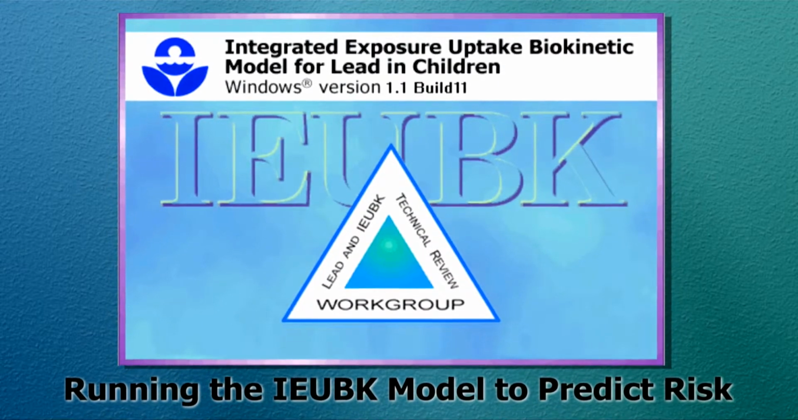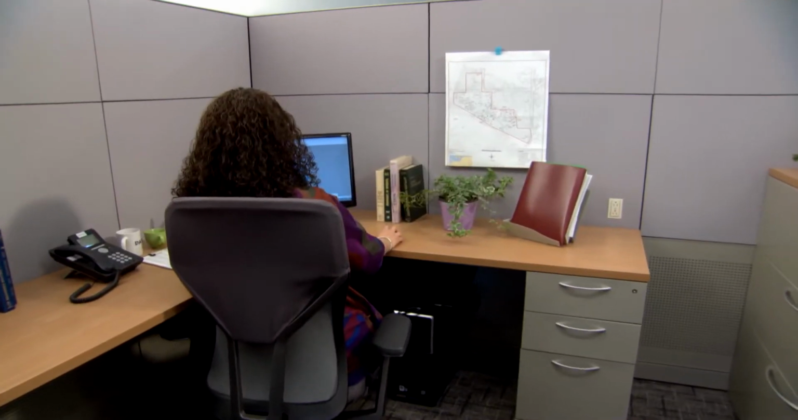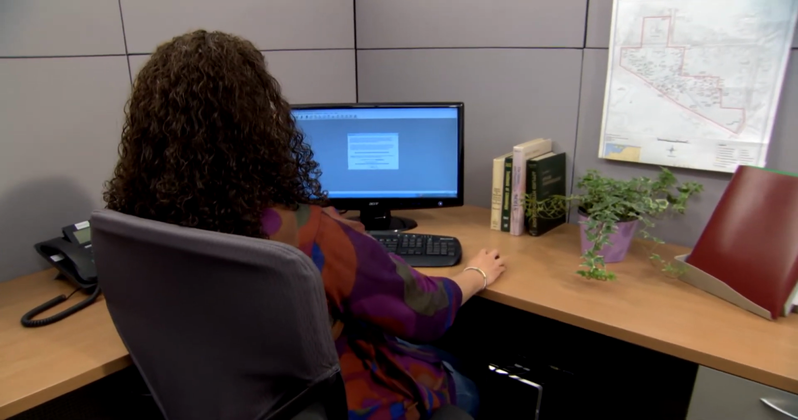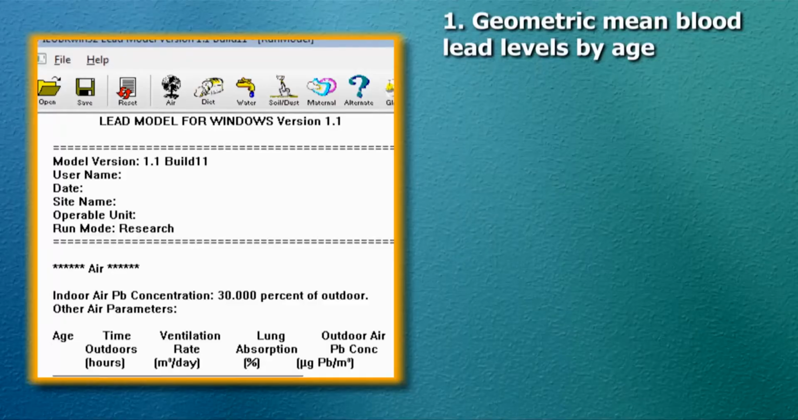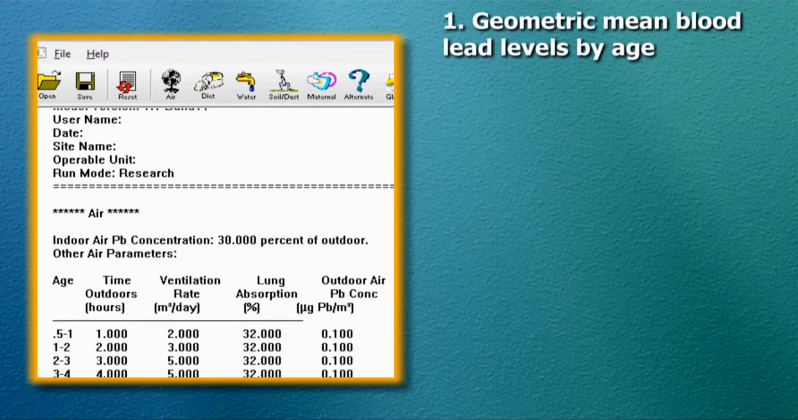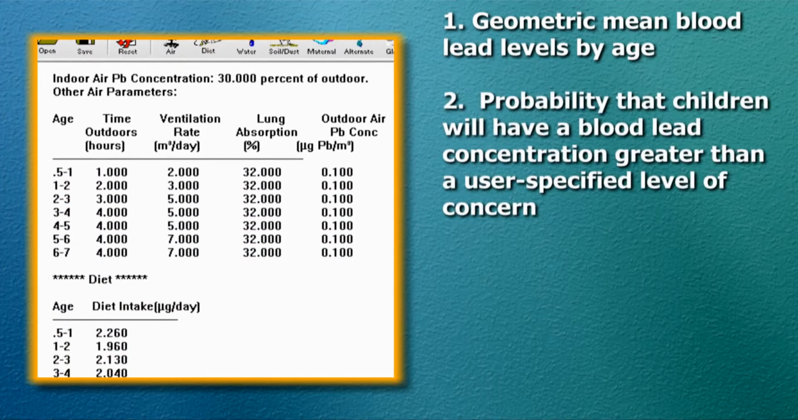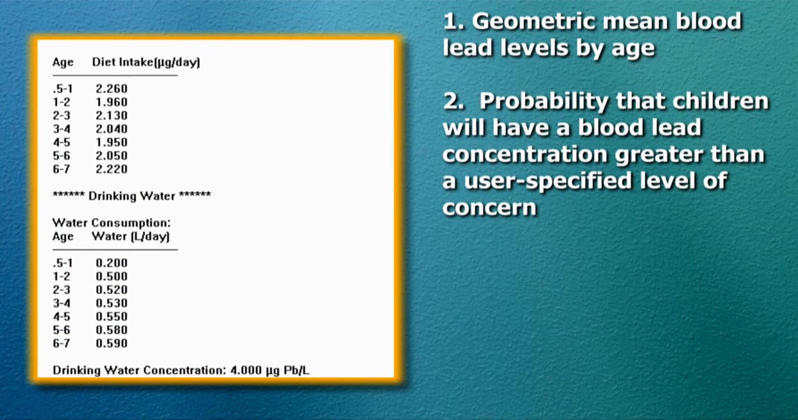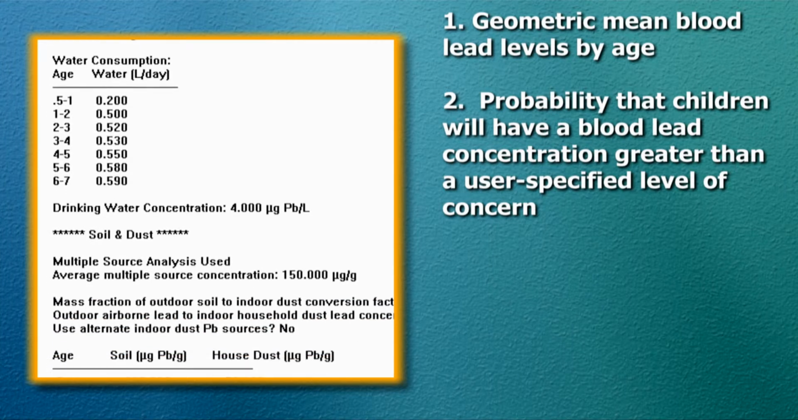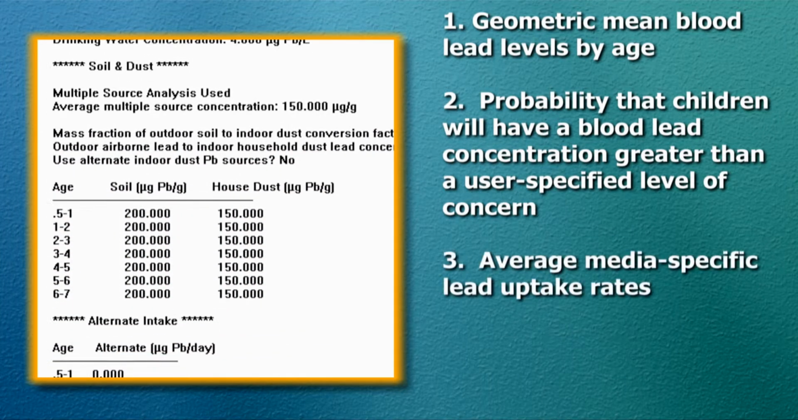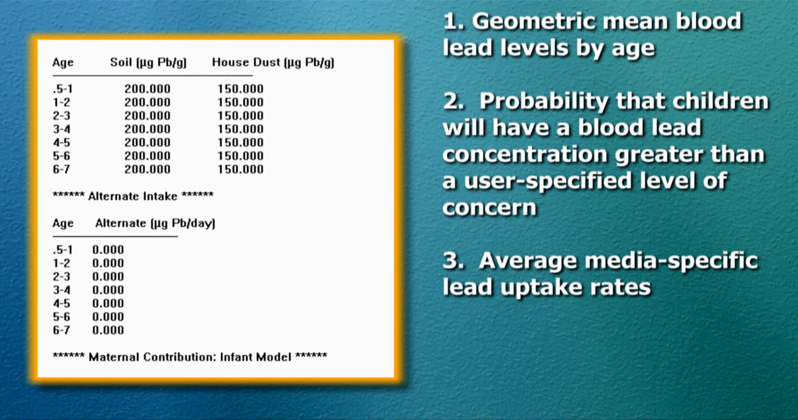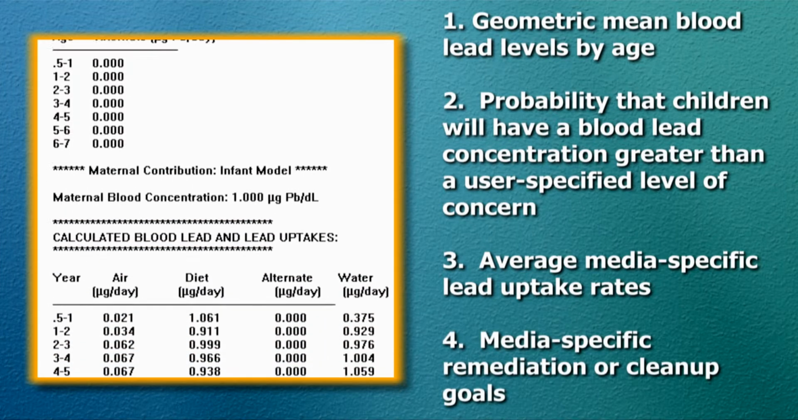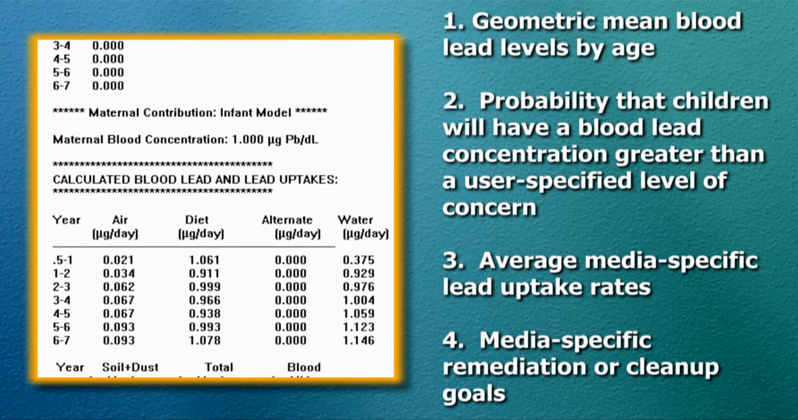We're now ready to run the model to predict risk. The IEUBK model can calculate 4 primary outputs. They are 1. Geometric mean blood levels by age. 2. Probability that children will have a blood level concentration greater than a user-specified level of concern. 3. Average media-specific daily lead uptake rates. And 4. Media-specific remediation or cleanup goals.